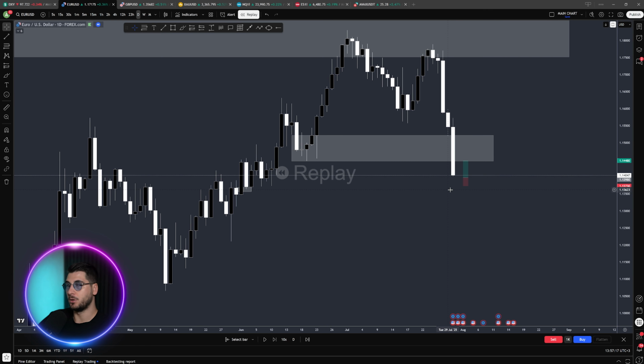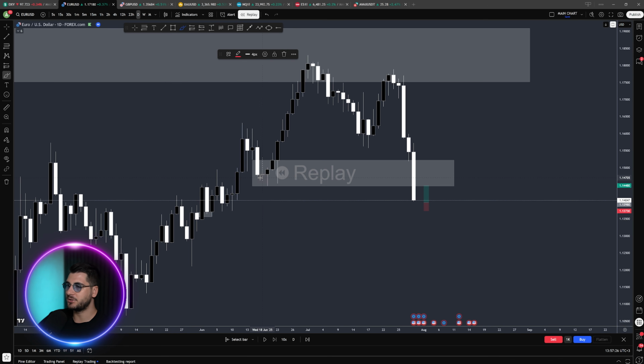Daily actually broke lower, but that doesn't mean the weekly will also close below those lows. So daily did close below the lows, which created a break of structure down. So what happens once we have a break of structure? We're gonna have a retracement.